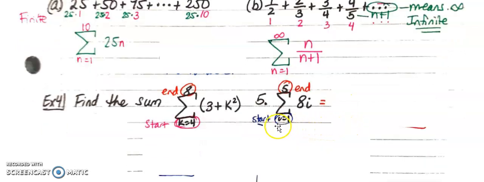Now, what happens when we have to find the sum? We're given our summation notation, and we want to find the sum of this value. So you have to notice a few things. First, the rule. This is 3 plus k squared. They give you your starting point at k equals 4. They give you your ending point at 8. That means we want terms 4, 5, 6, 7, 8.